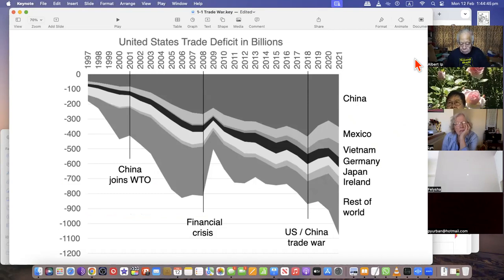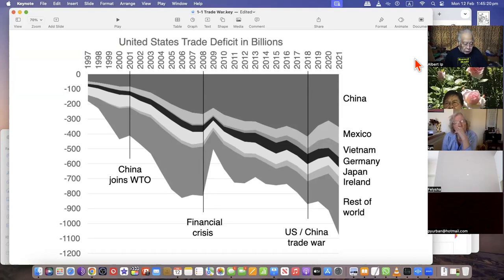But it doesn't mean that this is the only country having a trade surplus against the US. Other countries have the same surplus, for example Mexico, Vietnam, Germany, Japan, Iraq, Ireland, and the rest of the world. China represents about one third of the US deficit because China is the world's largest trading partner.